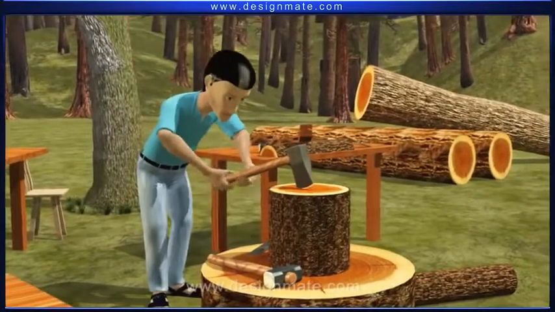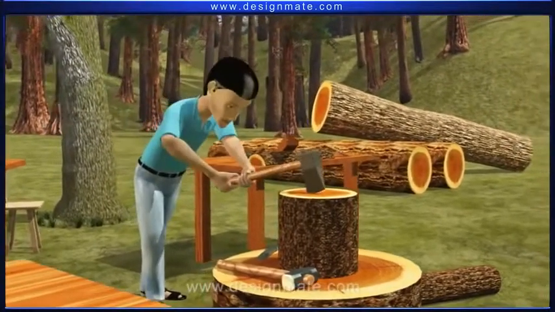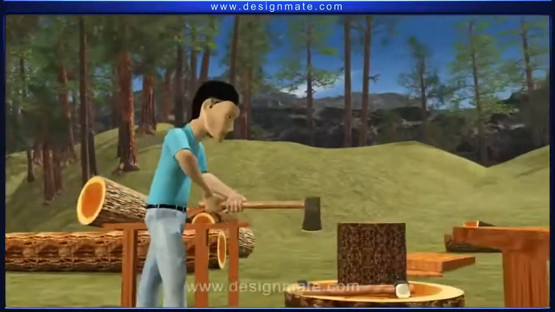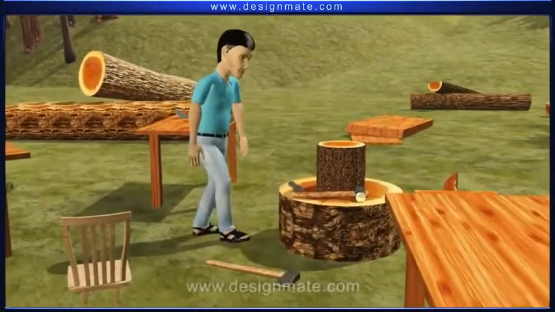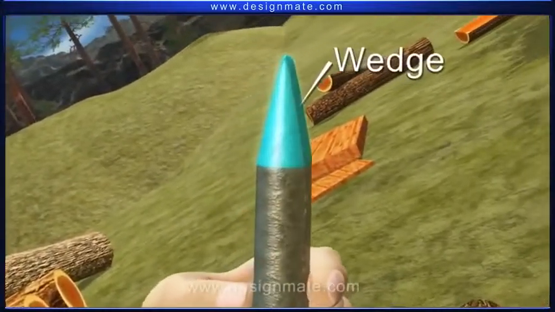Mr. Douglas is using the log to make the table. He needs to chop the log into smaller pieces. To cut the thick log of wood, he has to use a lot of force. To make it easier, he is now using a simple machine, the wedge.